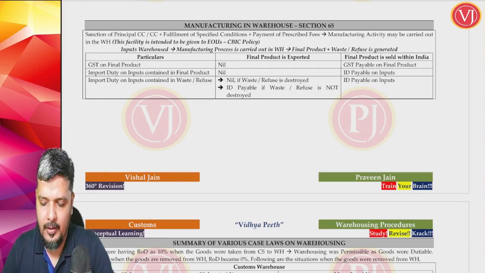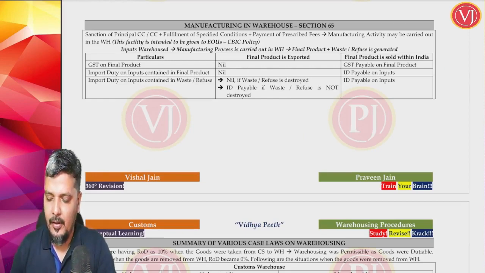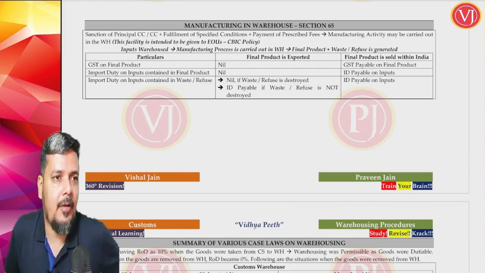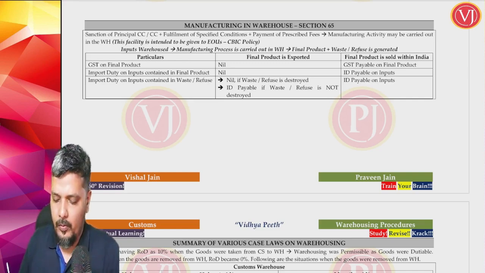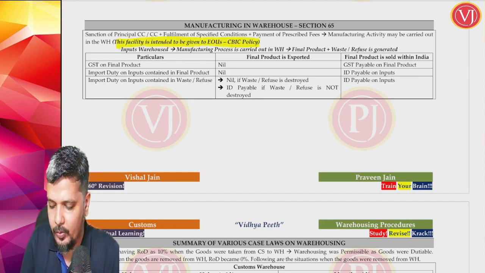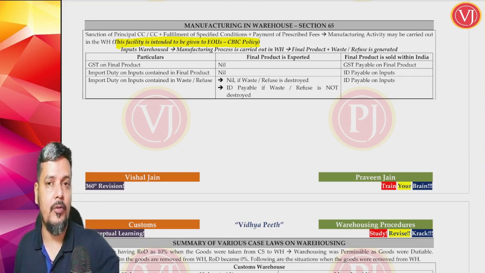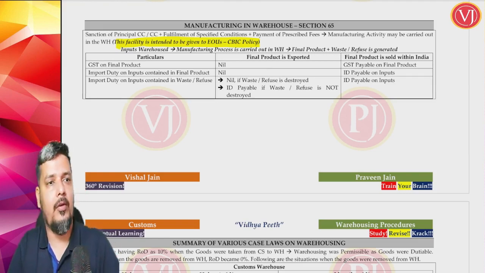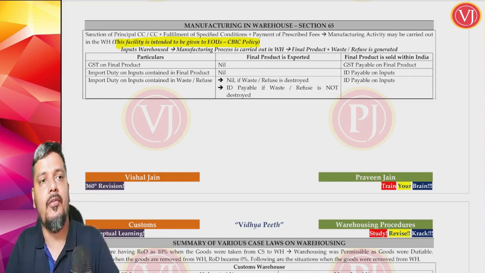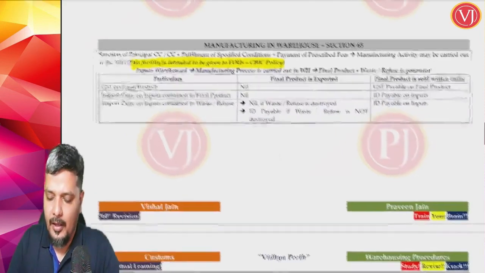Yes, talking about the leftover provisions of your warehousing, all are important points. One is manufacturing in warehouse. Now, manufacturing in warehouse is generally given to 100% EOU, where they will be using the warehouse for manufacturing and doing the further process. It does not mean that it is open only for EOU, but the intention of having this provision, manufacturing in warehouse, is basically for 100% EOU.